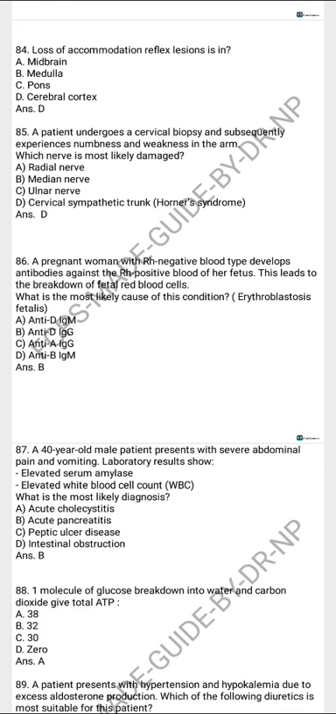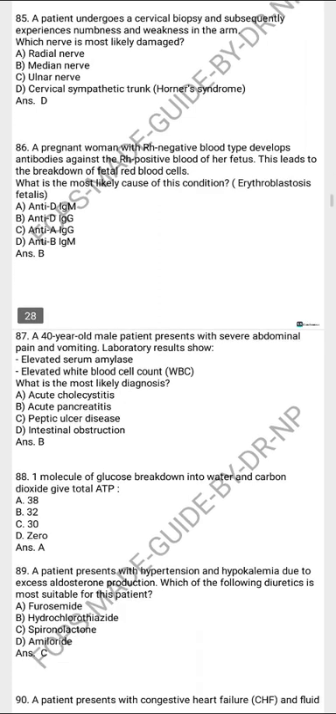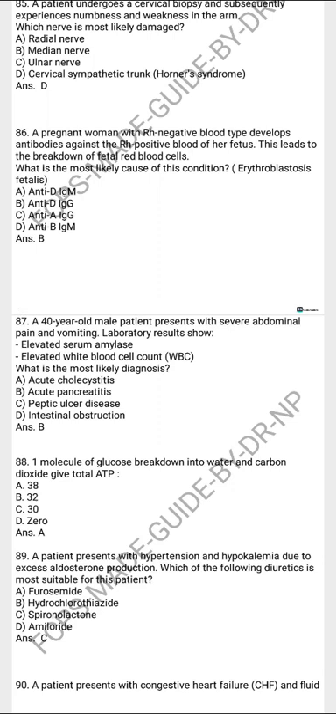A pregnant woman with Rh negative blood type develops antibodies against the Rh positive blood of her fetus. This leads to the breakdown of the fetus's red blood cells. What is the most likely cause of this condition? Anti-D IgG. A 40-year-old male presents with severe abdominal pain and vomiting.